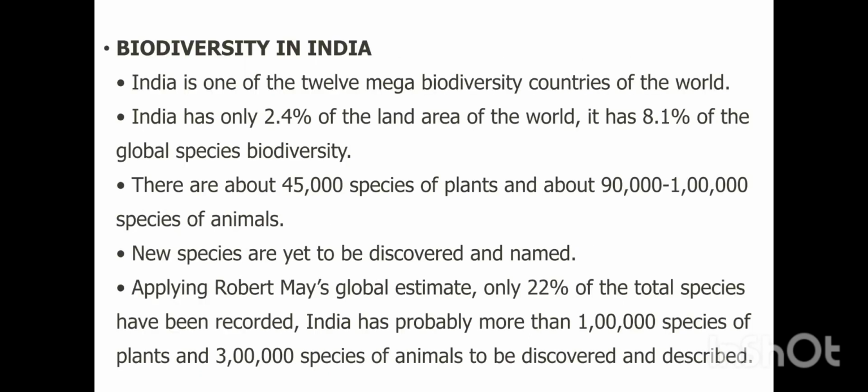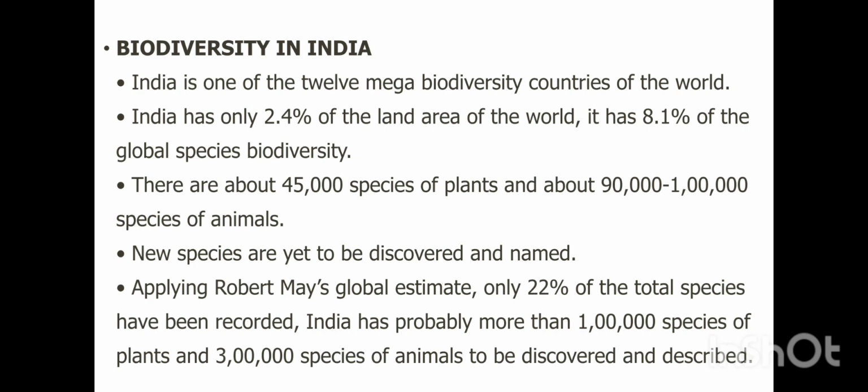Then biodiversity in India. India is one of the 12 mega biodiversity countries of the world. It has only 2.4% of the land area of the world and has 8.1% of the global species diversity. There are about 45,000 species of plants and about 90,000 to 1 lakh species of animals present in India. New species are yet to be discovered and named, obviously.